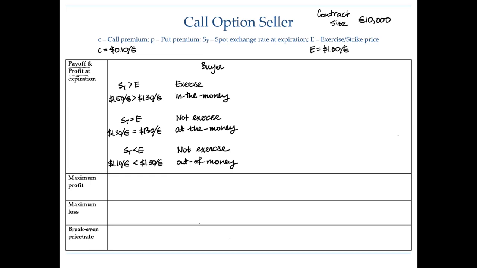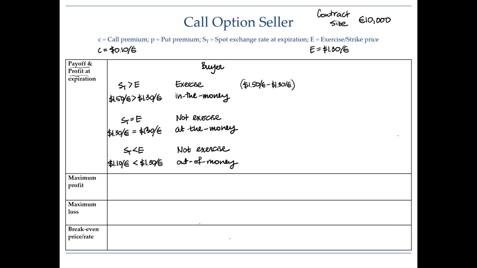So now let's take a look at the seller. As you will see, the seller's position is essentially the exact opposite of the buyer's position. In order to figure out what the profit is going to be for the seller, we are first looking at the buyer's profit. Remember that if the spot rate happens to be $1.50 in the future, the buyer's profit was the difference between the future spot rate of $1.50 and the exercise rate of $1.30, which is 20 cents per euro.